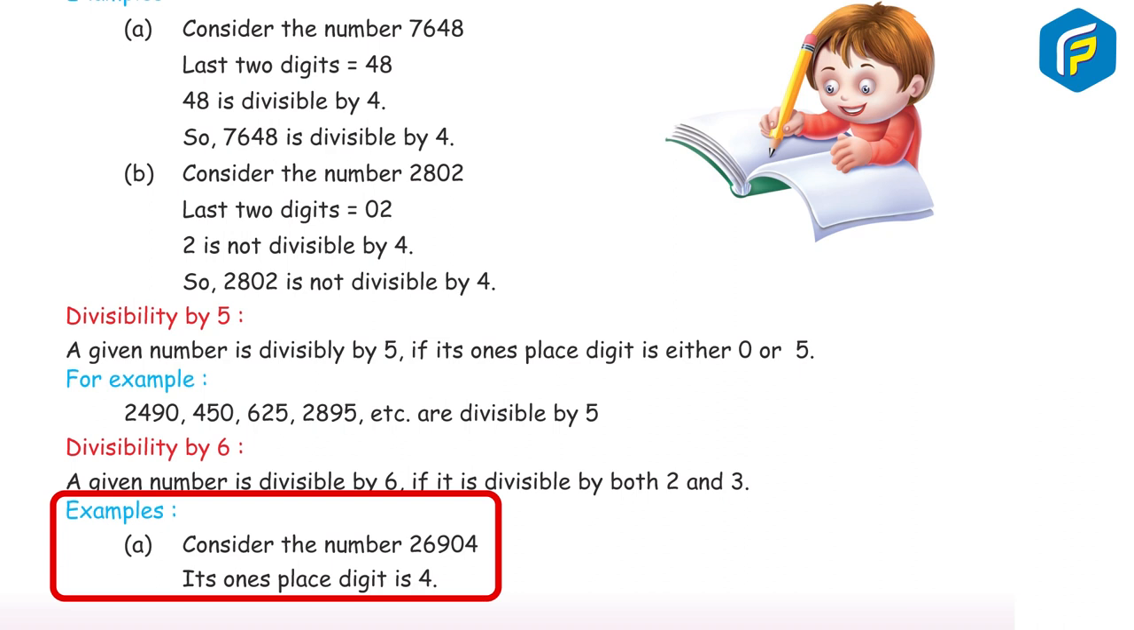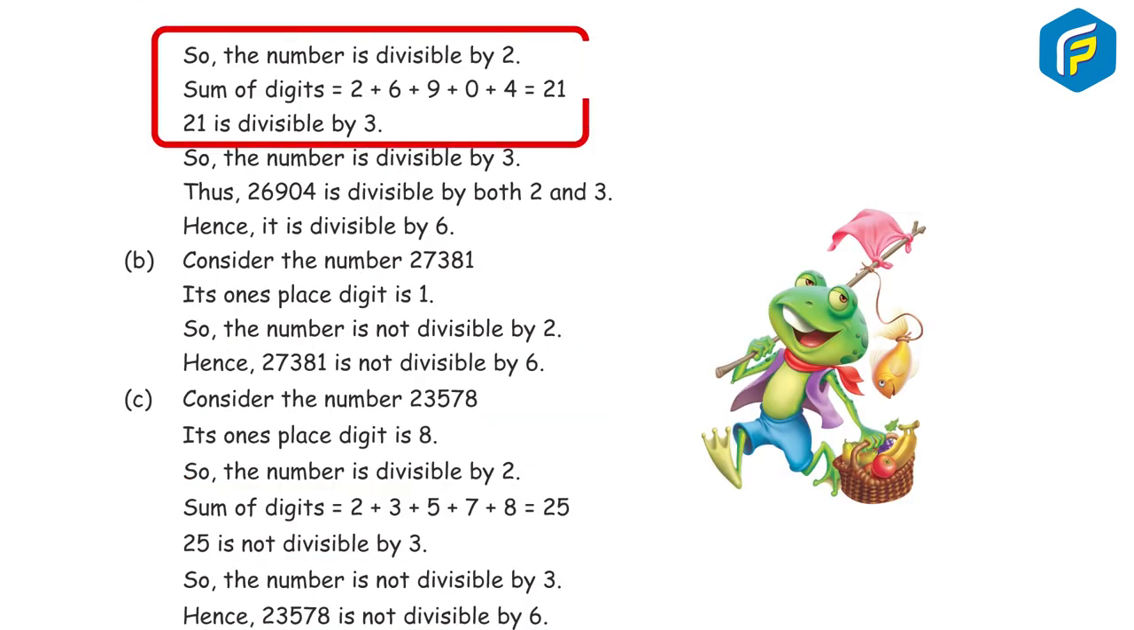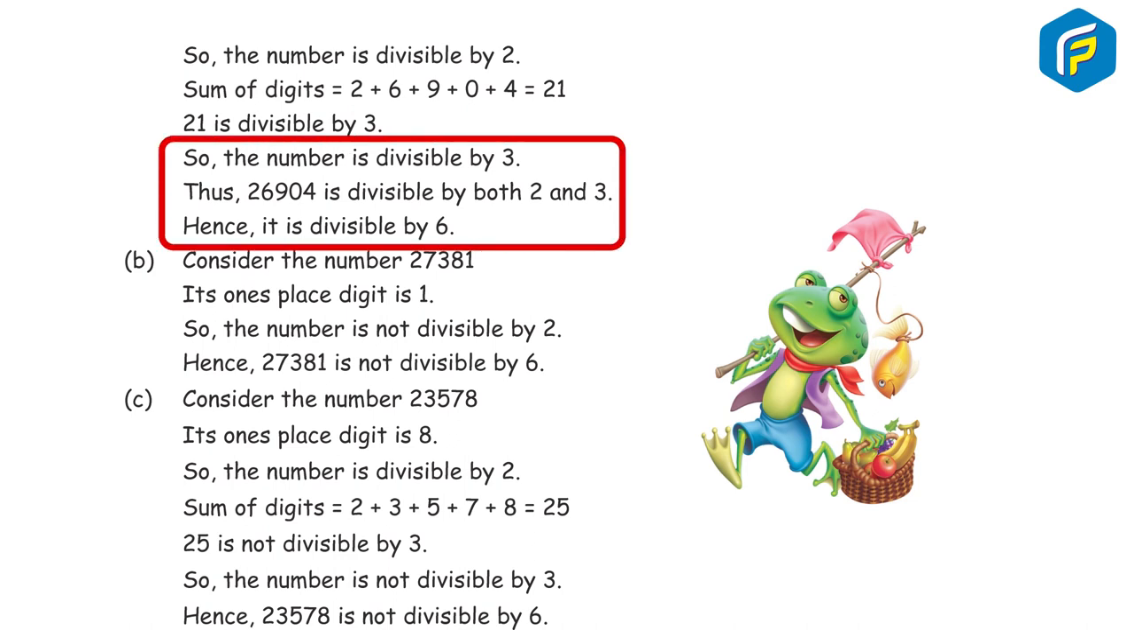Examples: A. Consider the number 26904. Its ones place digit is 4. So the number is divisible by 2. Sum of digits 2 plus 6 plus 9 plus 0 plus 4 is equal to 21. 21 is divisible by 3, so the number is divisible by 3. Thus, 26904 is divisible by both 2 and 3, hence it is divisible by 6.